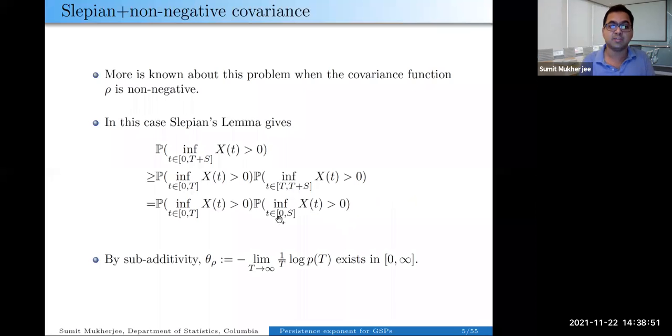This will give you that 1 over t log p_t is subadditive, and therefore this exponent theta rho, which I define with a negative sign, exists as a number in [0, infinity]. Think of p_t as approximately e to the power minus theta t. The values 0 and infinity are usually not the informative cases, but at this point both are possible. I'm going to rule one of them out soon. But this is an easy consequence of Slepian's lemma.